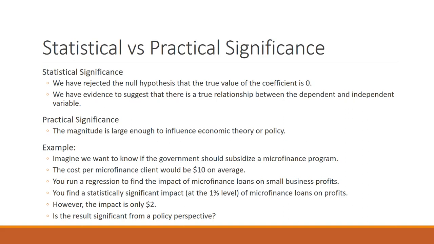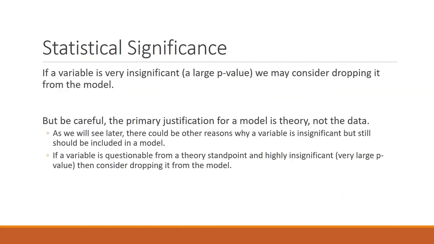Okay, a similar example would be, let's say we're not talking about a subsidy, or let's say we don't know what the price of the subsidy would be. And we find that the impact is statistically significant, but instead of $2, it's only like 2 cents. It's like, yeah, okay, that's statistically significant, but 2 cents is such a small effect that it just doesn't matter. It's not going to affect policy. We're not going to come up with some scheme to help increase microfinance programs because having access to a microfinance program just doesn't help very much. It's statistically significant, but it doesn't drive policy. Okay.